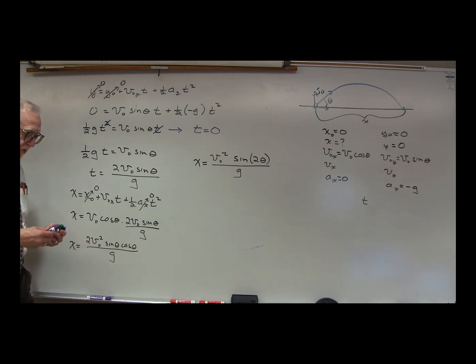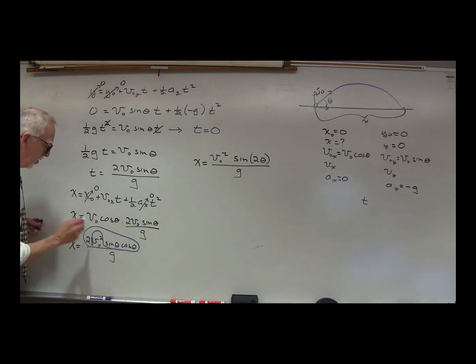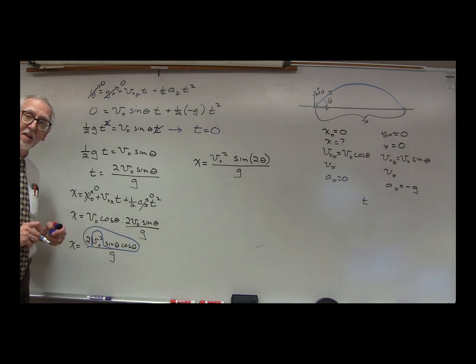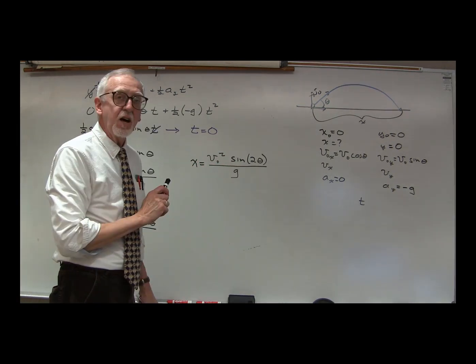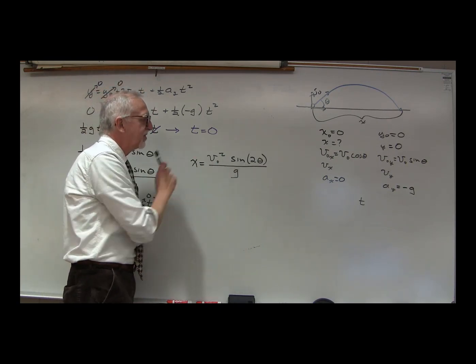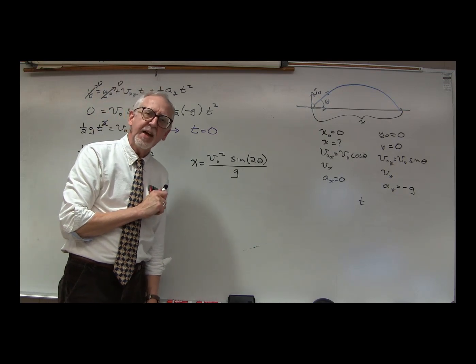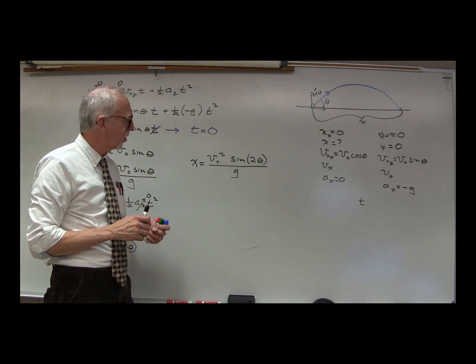Well, let's notice we've got something, 2 sine theta cos theta. Well, that's a trigonometric identity that's equal to sine of 2 theta. So we can rewrite this as x equals v naught squared sine 2 theta over g. So where is this a maximum? For what value of theta will we get a maximum value for x? Well, that's actually pretty straightforward.